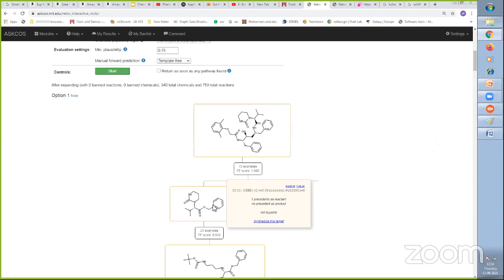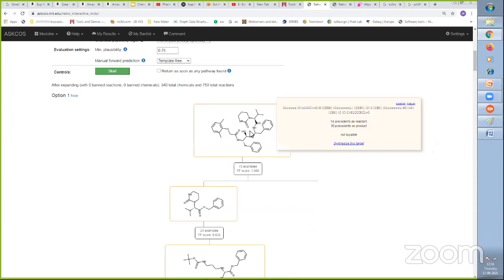Okay, so here this NH2 group is actually involved. Can you see this one? This one is there. So this one is here. Can you see this one? This one is here. This one is here.